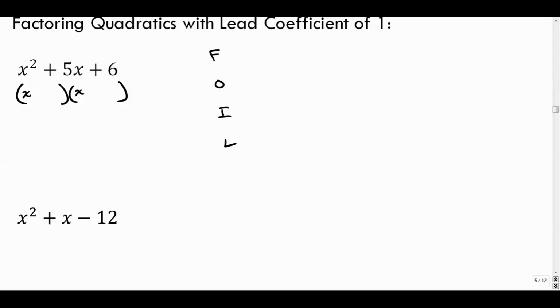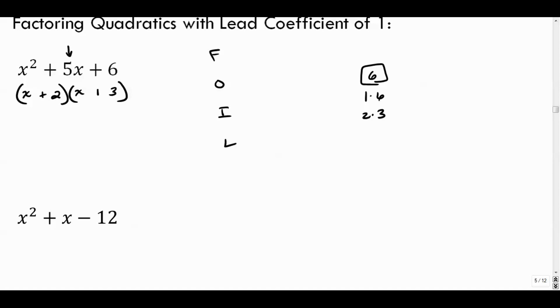The first terms multiply together to get x squared, and let's go to the last term and think about the factors of 6, 1 times 6 and 2 times 3. So I need to pick a pair of those factors that add up to our middle term, and you can see 2 and 3 not only multiply to 6, but they add to 5.